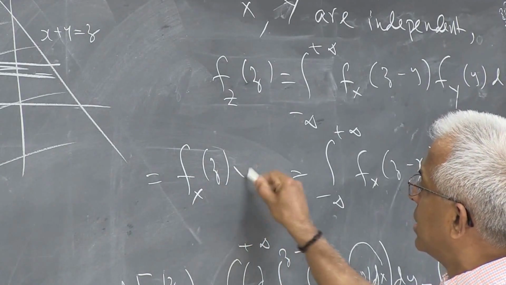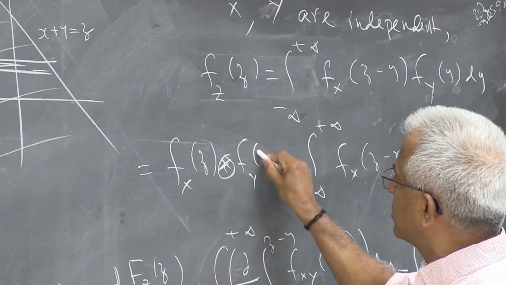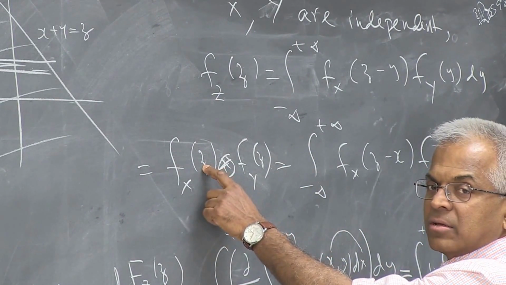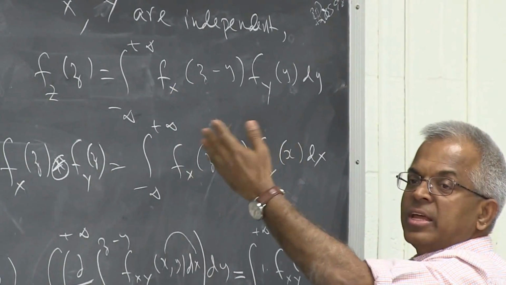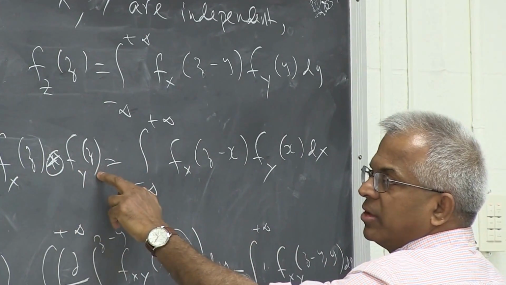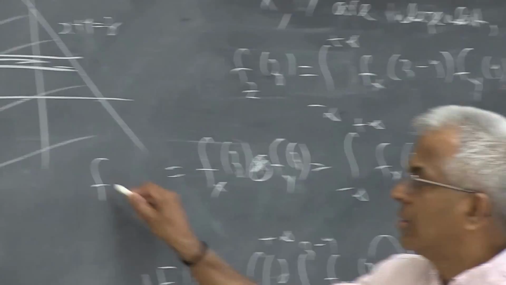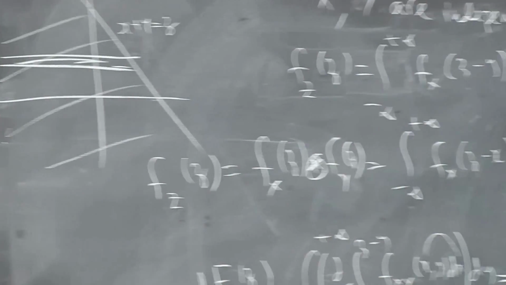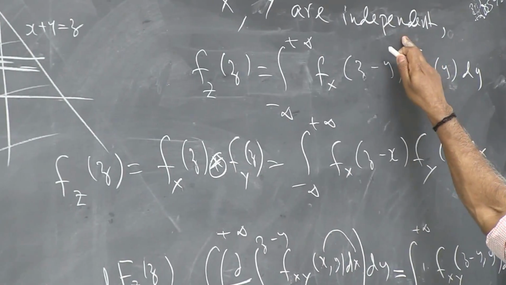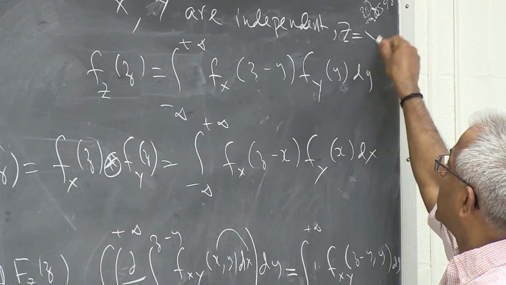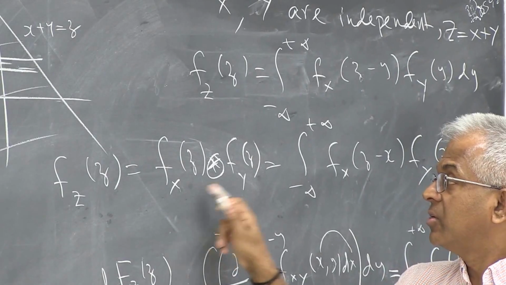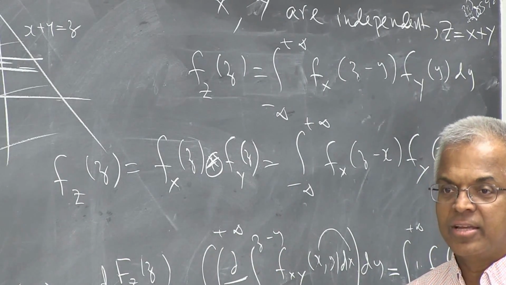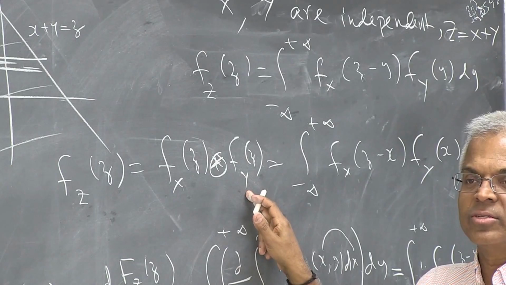So you can write this symbolically as fX(z) convolved with fY(z). Not fX(x), fX(z). See, like the time function: fX(t) and fY(t), if you convolve, this is the way you write. Some of you might have seen this form. If two random variables are independent and you define z to be their sum, the density function of their sum is not the sum of the density functions, it is the convolution of the two density functions.